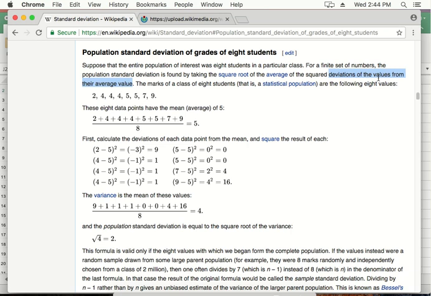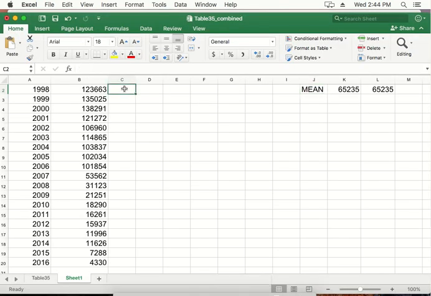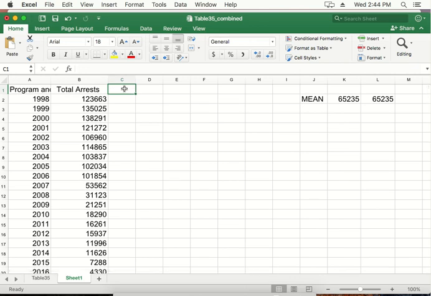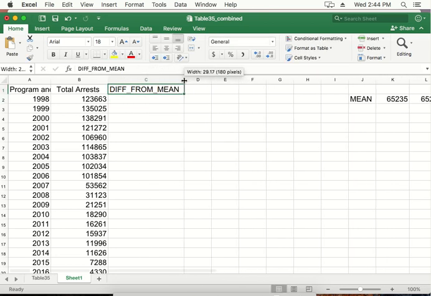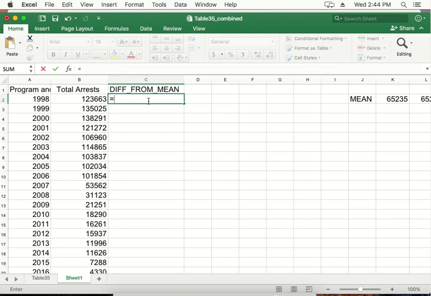So what is deviation? Deviation means difference. What is the difference of each value from the average value? Well, difference in arithmetic is just subtraction. So I'm going to say "diff from mean." I like labeling things very literally here. The first thing I'm going to do is calculate the difference between each value and the mean. So I can do that as we have been.